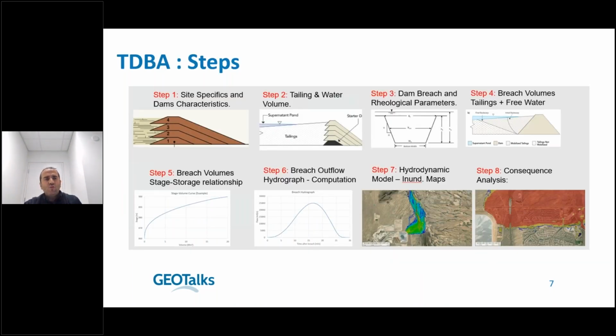So here I'm going to show you just the overall picture of steps that should be done during tailings dam breach analysis, and then we will see how, using Global Mapper, we can classify these steps and do them. First step is site specifics and dam characteristics. In this step, depending on the geometry of the tailings dam, several pre-assessments should be done for volume, for geometry, pre-processing of the data, and characteristics of the soil, dam, and so on.